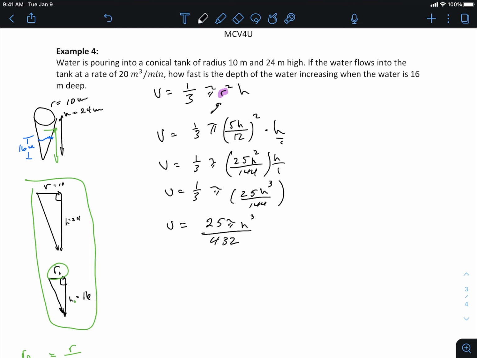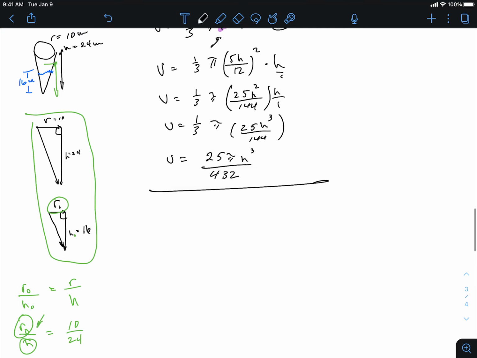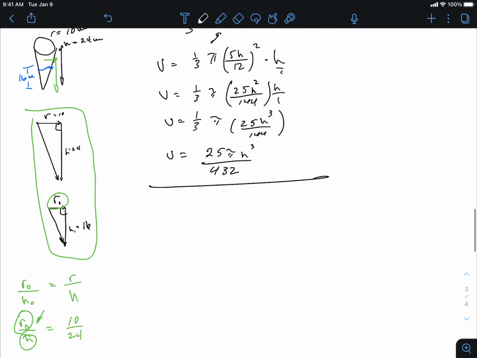Okay? So, let's just recap. We'll take a little pause here, and we'll recap what we did before we do anything else. We represented the question accordingly, just like normal. That was the first thing. Then we came to the realization that the radius is going to be changing at the same time that the height is changing, and we don't like that, right? So we came to the realization that, well, maybe I can write the radius in terms of the height.